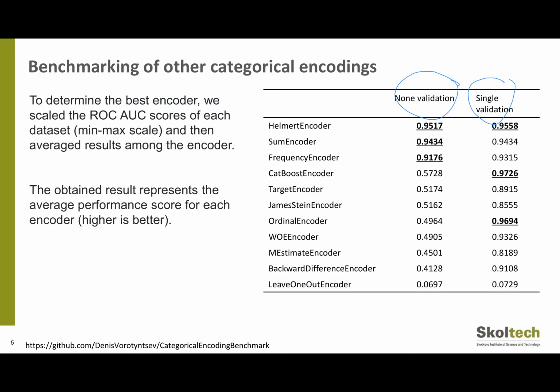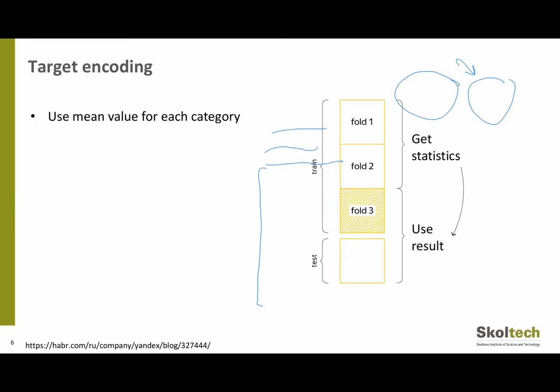There is some scaling, so these are not actual 0.5 ROC-AUC values here, but from the scaling you can see that the Helmert encoder and the frequency encoder are much better if we have no validation, and we'll later see why this kind of thing is bad. And why we need this single validation that makes almost all approaches close to each other in terms of performance.